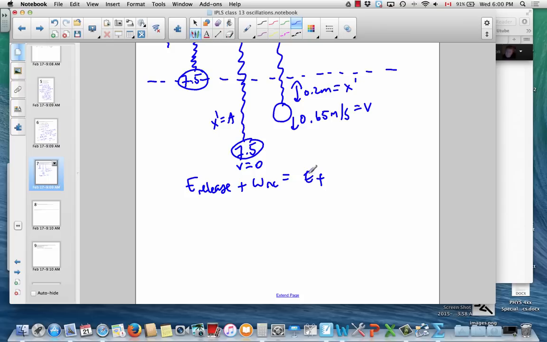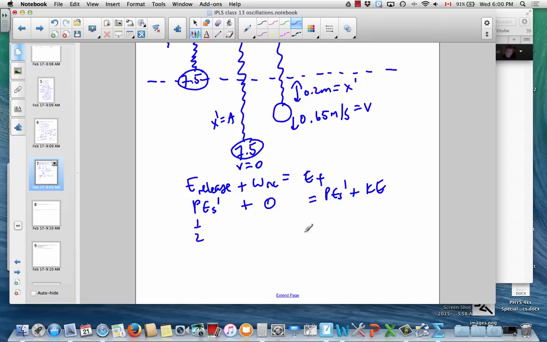An energy equation can be used to find the amplitude, because here at the release point there's no kinetic energy, there's just spring energy. Here at the end you have both spring energy and kinetic energy, and this is a conservative system. So there's no gains or losses of energy.